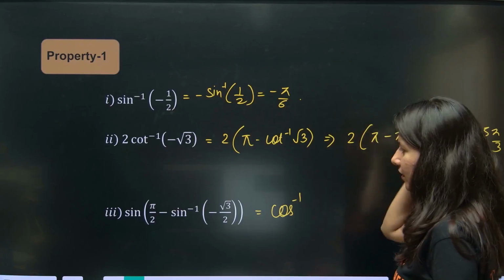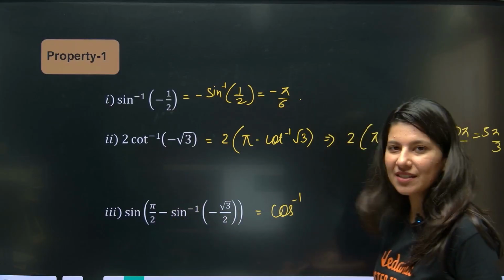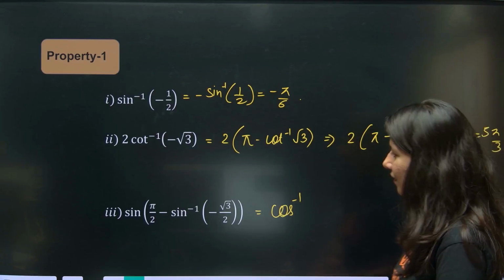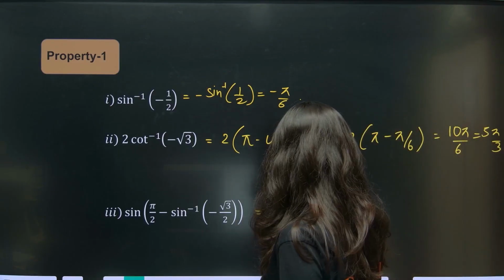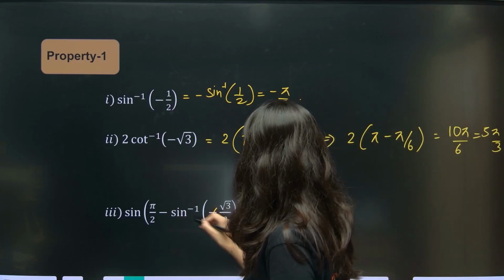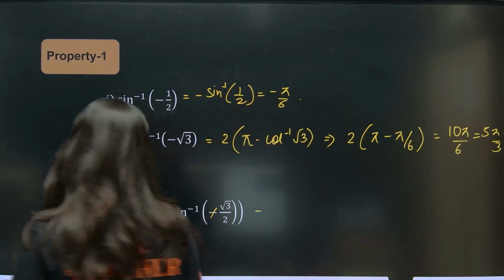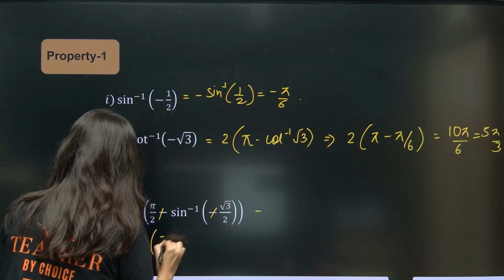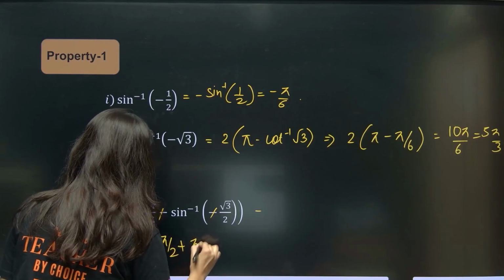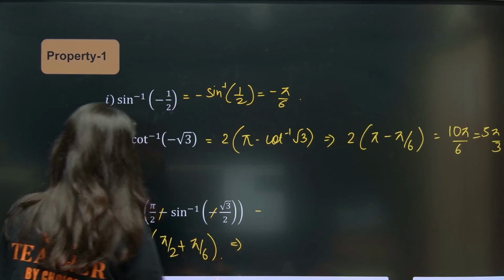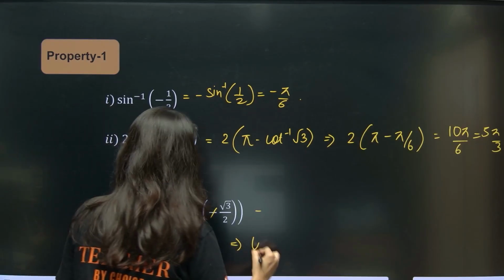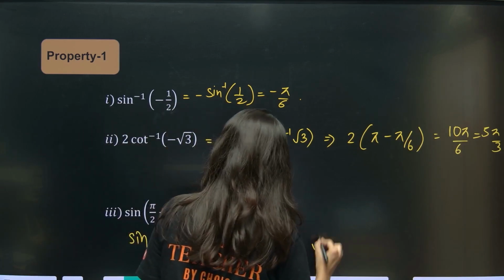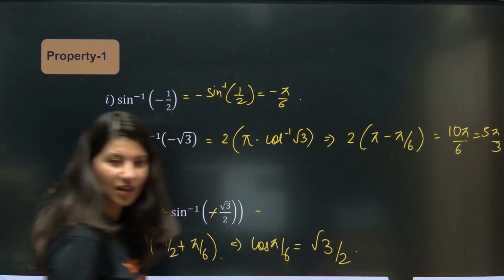Cos inverse, okay. Sine 90 minus something is... Actually, the minus sign will get plus, no? Sine inverse root 3 by 2 is 60 degree, pi by 2, so sine of pi by 2 plus pi by 6, correct? Sine of 90 plus is cos pi by 6, cos 30 degree. Cos 30 degree is what? Root 3 by 2 only.